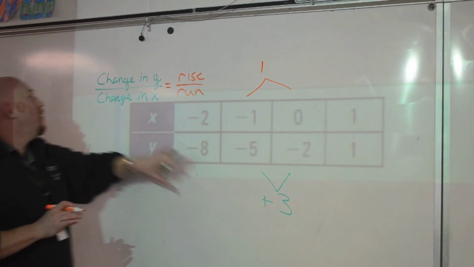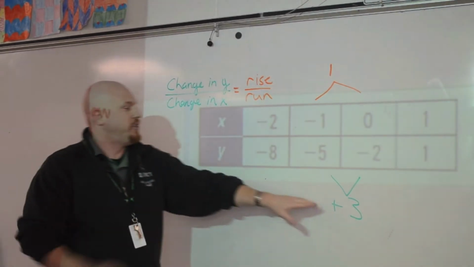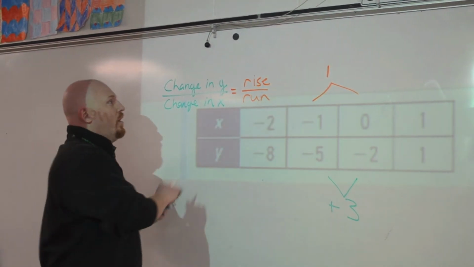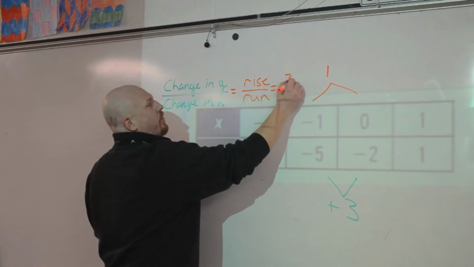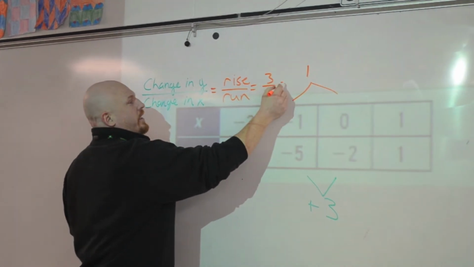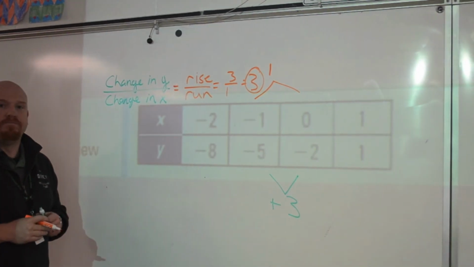From here, we use the same formula, change in y over change in x. The change in y was 3. The change in x was 1. So we'd write this as 3 over 1, which is 3, and that would be our slope for this particular table.